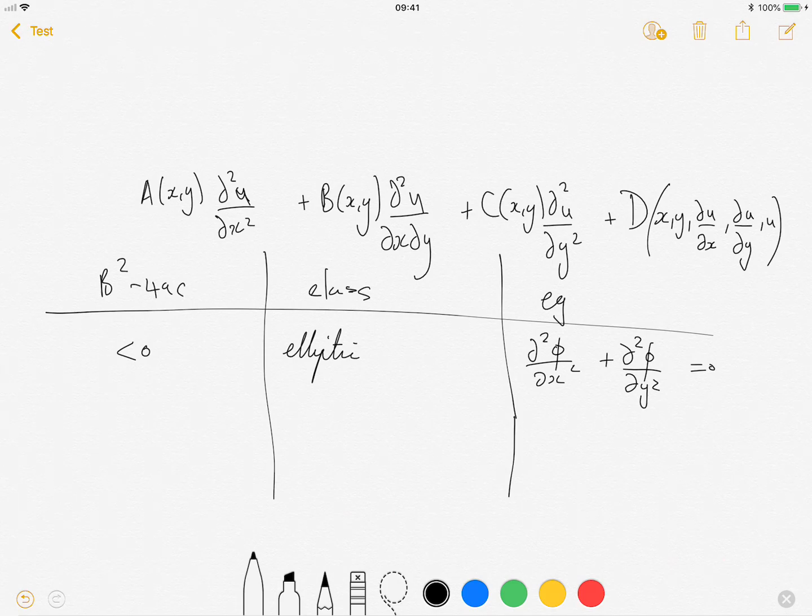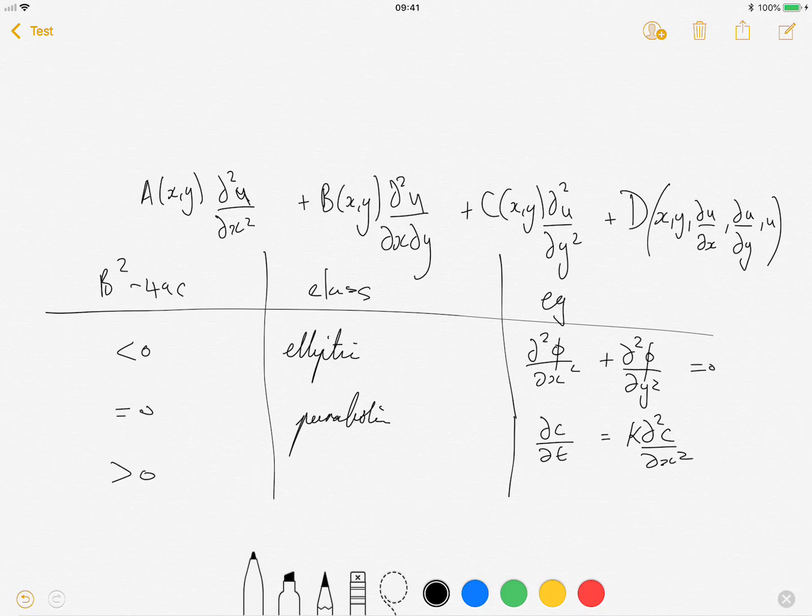If the discriminant is equal to 0, we have a parabolic partial differential equation. An example is diffusion, where the partial derivative of the concentration with respect to time is equal to some constant times d squared c dx squared, where c is our concentration.